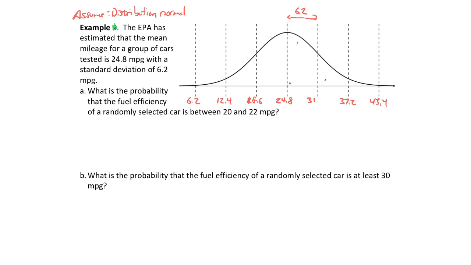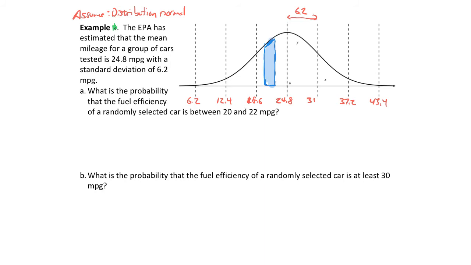And so we want to know what's the probability that the fuel efficiency of a randomly selected car is between 20 and 22 miles per gallon. Well, that is going to be just a very thin range. Let's see, 20 is about right here. 22 is maybe about there. So we're just looking at the region under that particular curve. So what is that particular area?